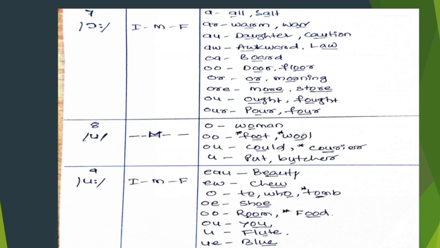This is a long vowel. O, long vowel, lips are very much rounded. This is represented with the letter A in words such as all. With AR, warm. With AU, daughter. AW, awkward. With OA, board.